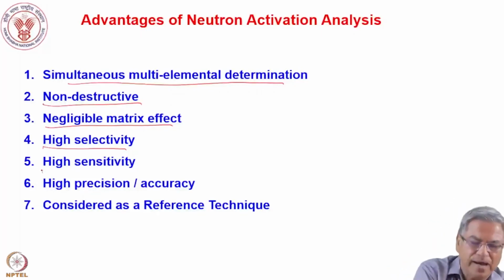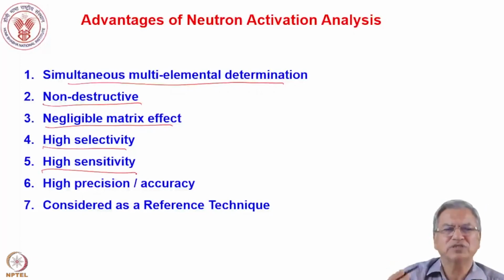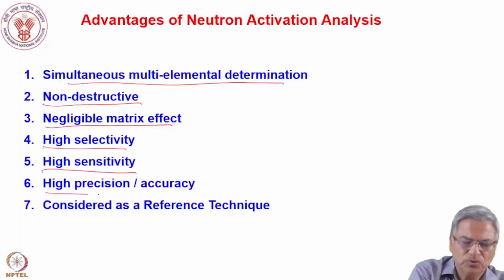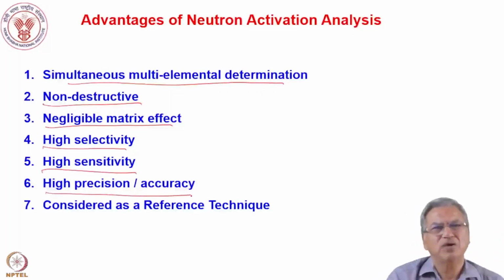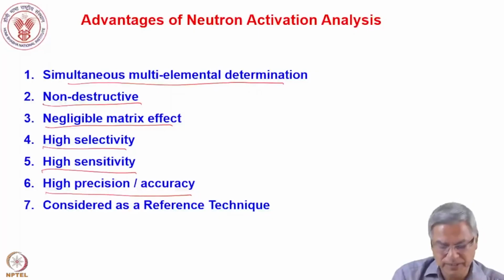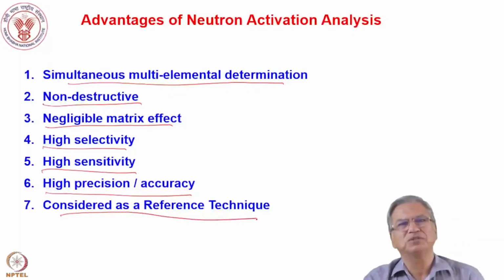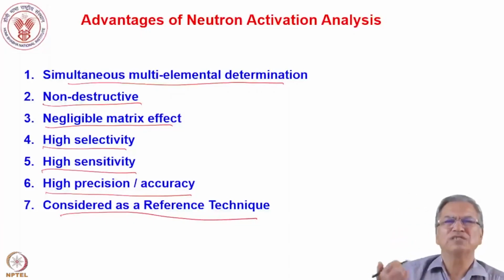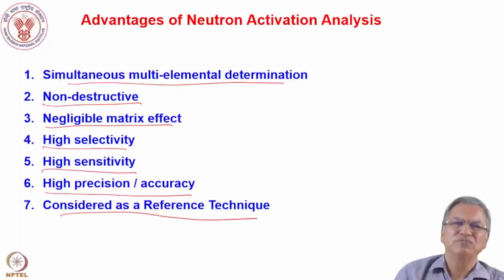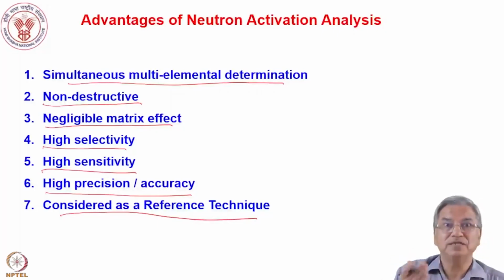Highly selective, and high sensitivity because of the high cross section, high flux, and high detection efficiency, and so high precision and accuracy. They are quite reproducible. Because of these advantages, neutron activation analysis is called a reference technique. That means for many applications, like forensic applications, data provided by neutron activation analysis are taken as reference data. Suppose you have forensic data in a court also, this data can be used as evidence.